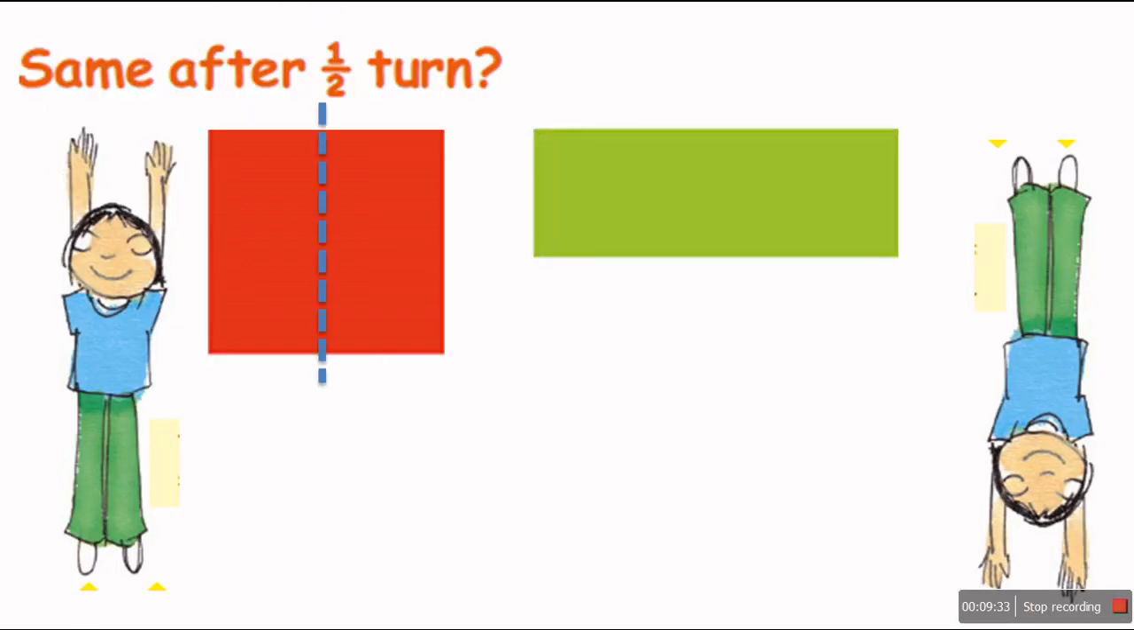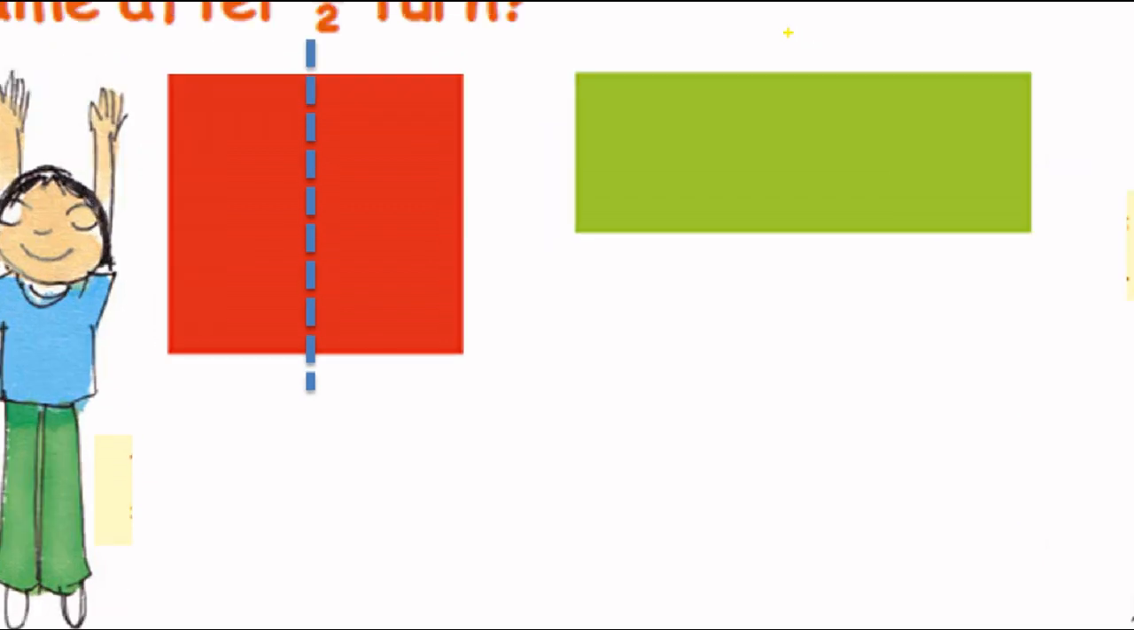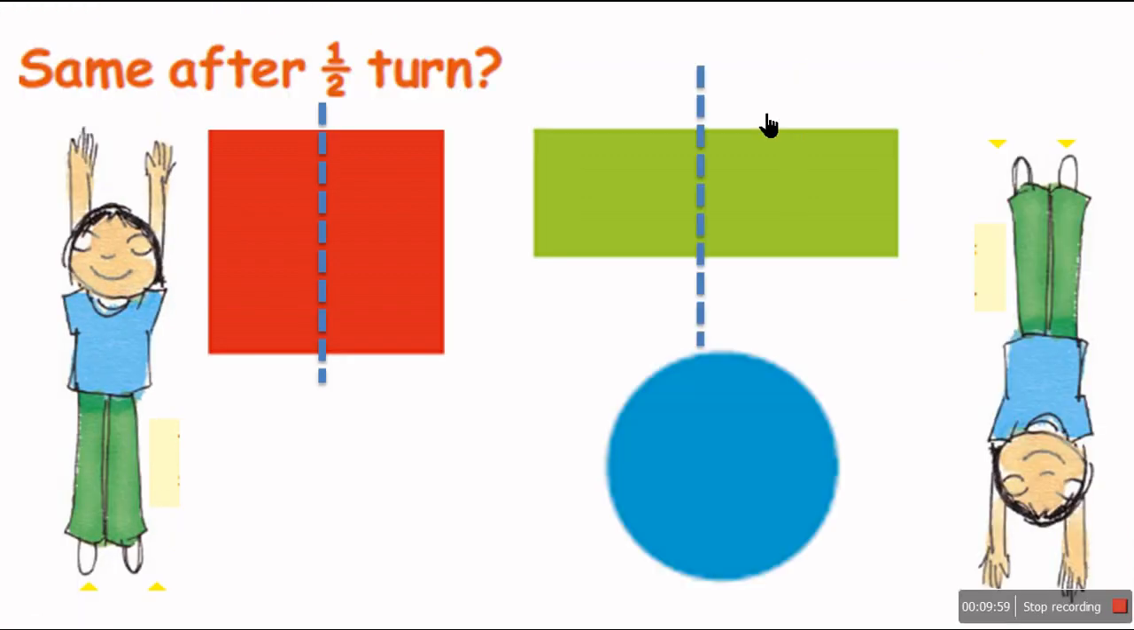Now see this rectangle. What will happen? Again, I know there exists a line of symmetry. So if I turn it half, what will happen? This portion will come here. So it will be the same after turning half. Again see this circle. Again I will turn this circle. So it will again be the same after a half turn. So many objects will be the same after a half turn.